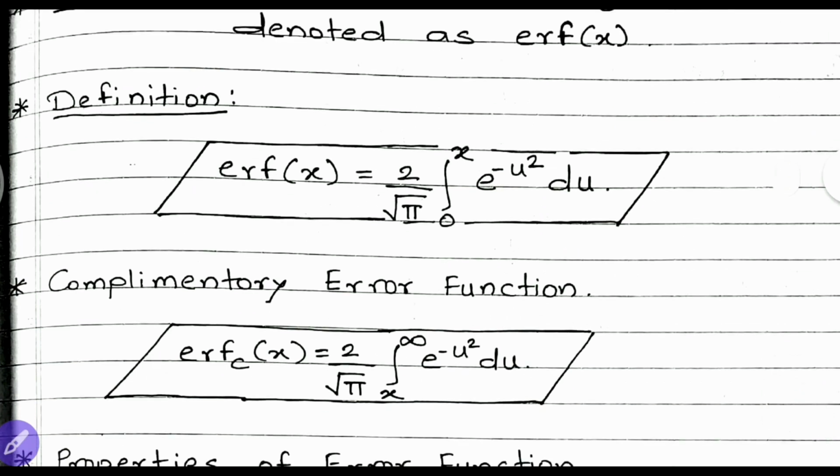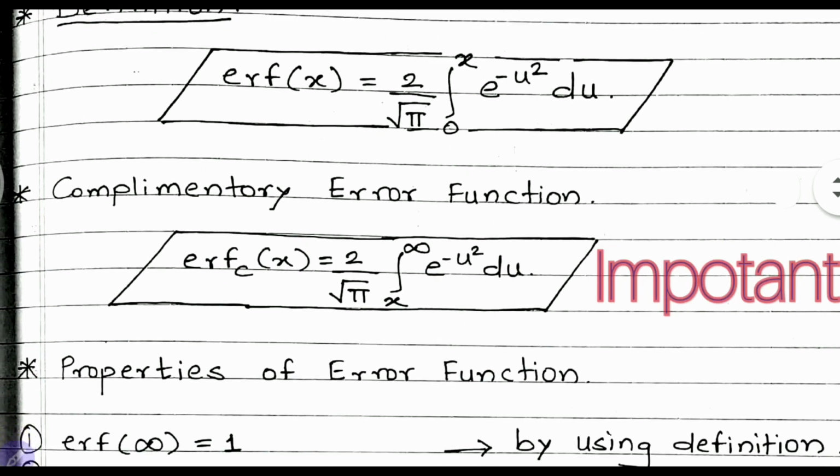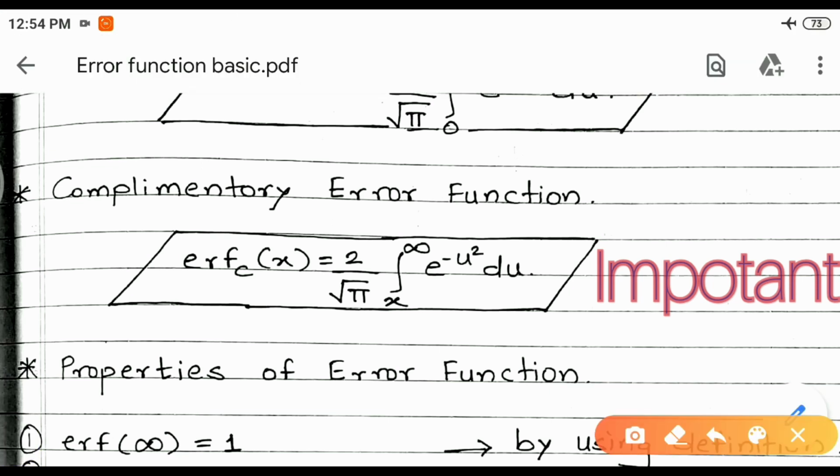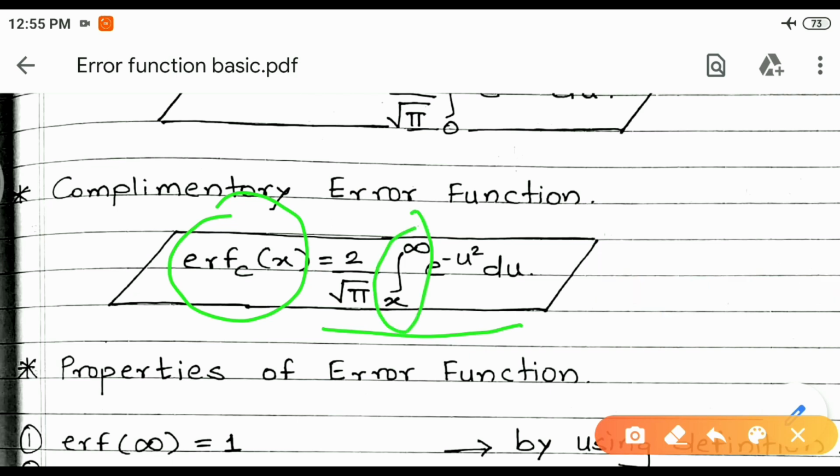Now one more definition that you are supposed to remember in the error function is the complementary error function. The complementary error function is denoted by erf of x with the suffix c, and that c denotes complementary. The definition is exactly the same as the error function, except it will be 2 upon root pi integration from x to infinity e to the power minus u square du. If you want to define the complementary error function of y, it will be 2 upon root pi, y to infinity, e to the power minus u square du.